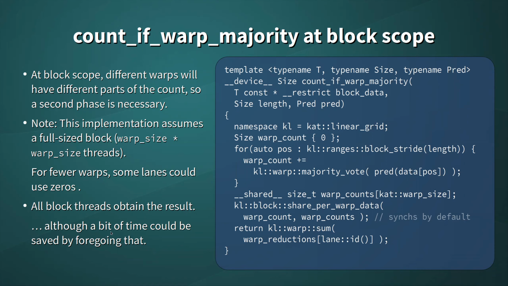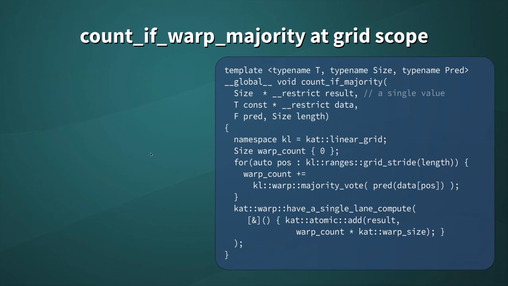So this was the block scope, which was obviously somewhat more complicated than the warp scope. And then finally, I want to implement the same function at grid scope. Let's see, how are we doing on time? Okay, so we're a little short on time, and I won't rush it, but that will be the last thing we'll see.